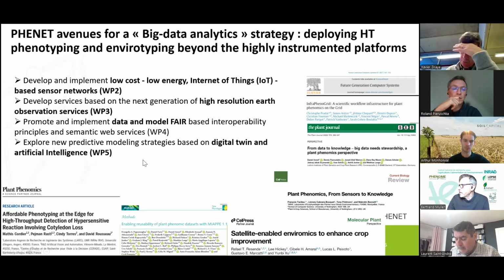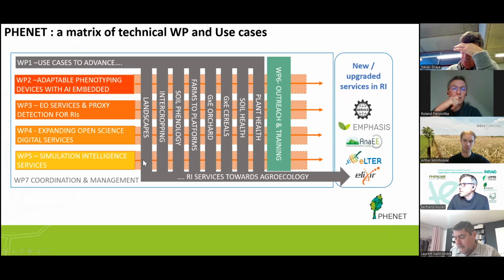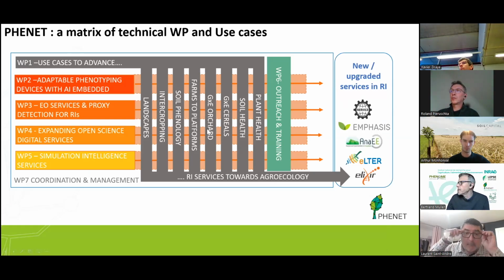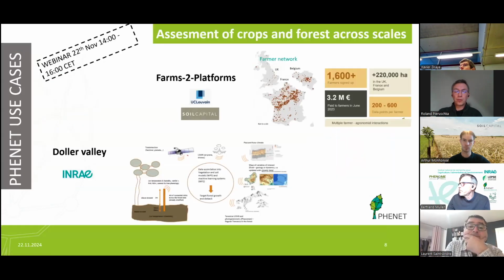All this is backed by a series of work packages. I will not go into detail about it. I will just briefly say that these work packages feed what we call use cases, some of which will be presented today. The idea is to feed use cases, concrete examples where these technologies and methods can be developed, co-developed, and implemented. The first set of use cases, which we are going to talk about today, is about assessment of crops and forest across scales, at a rather large scale, tens to hundreds of square kilometers.